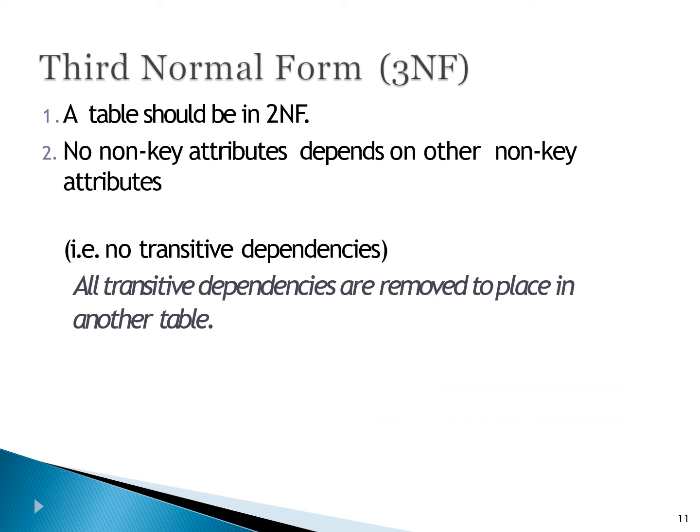3NF is the third normal form. These are the rules for a table to be in 3NF. A table should be in 2NF. No non-key attribute depends on other non-key attributes, that is, there should not be any transitive dependency in the table. So if there is any transitive dependency, we need to remove it from the table.